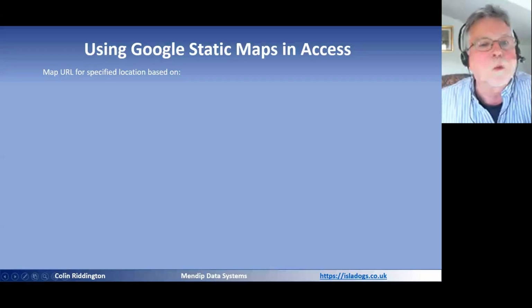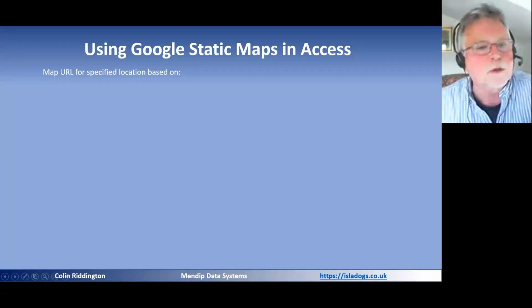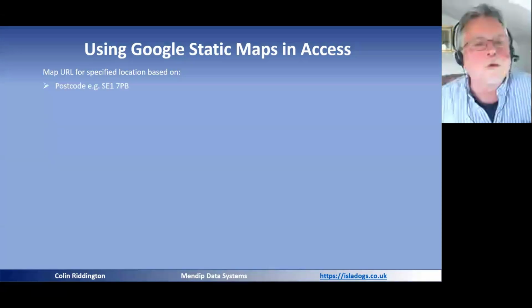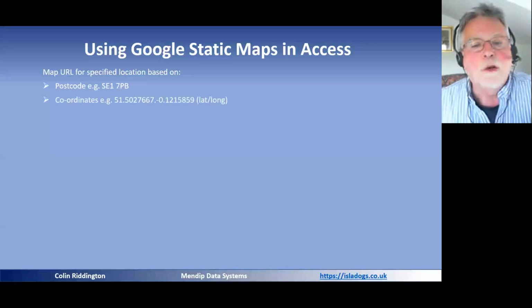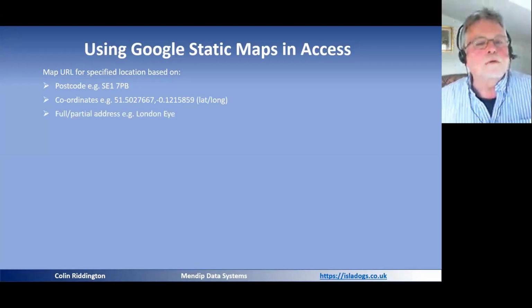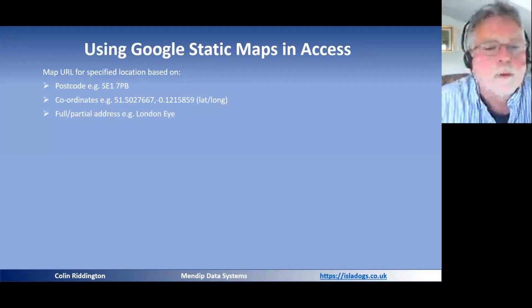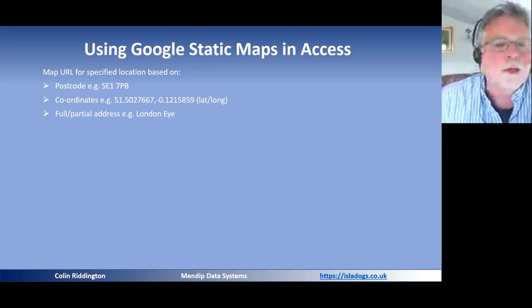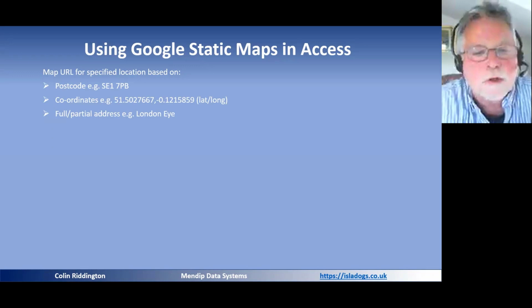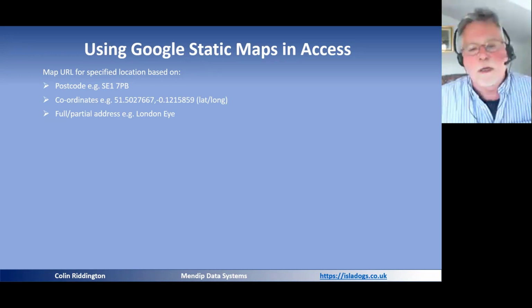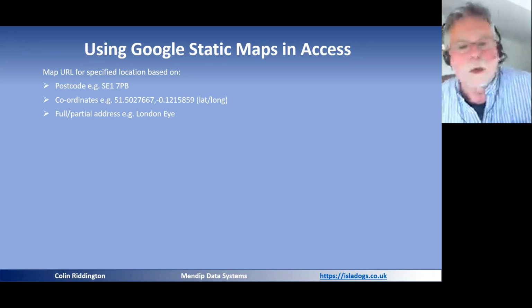You obviously need to tell it where it's actually going to be based on, and you can do that in one of three ways. You can enter a postcode or a postal code or a zip code, depending on the country you're in. Or if you happen to know them, you can enter the latitude and longitude values for the center of the map. Or you can enter a full or a partial address. For example, if it's a well-known tourist place such as the London Eye, that's all you need to do. But if it's a particular street address, you might need to put in something like 16 Hill Street, Weston-super-Mare, Somerset, England.